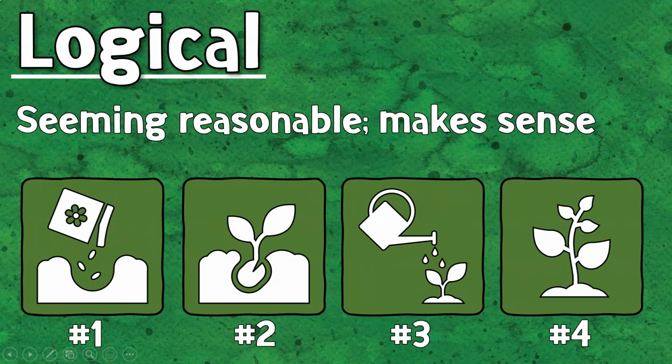Then after you change it up, you could say, oh, this is logical. This is in a logical order for the way a plant grows. So that's what logical means. It means it makes sense. You told it in the order that it happened, so it makes sense. Same thing for your stories. You want to make sure you tell them in order.